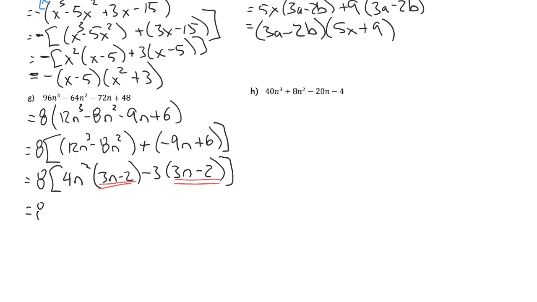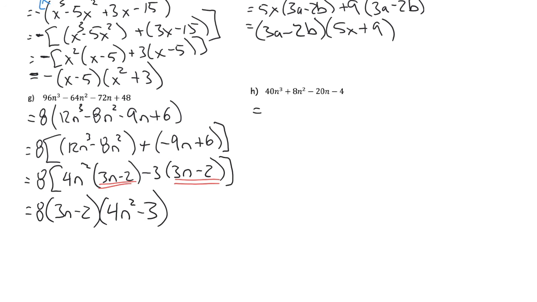And so now I've got the 8. I'm going to factor out the 3n minus 2. From the first term there, that leaves me with a 4n squared. And from the second term, that leaves me with a negative 3. Wonderful. And now one more.